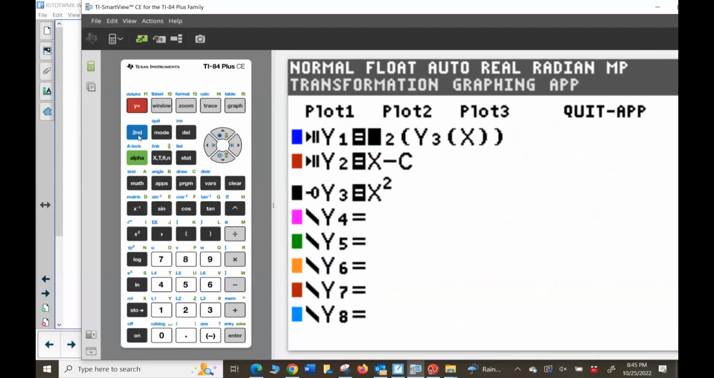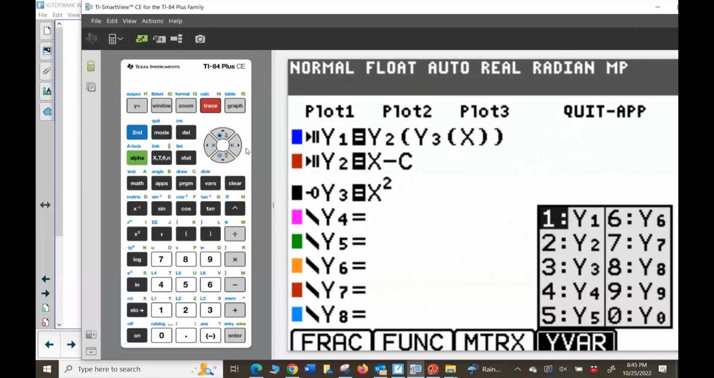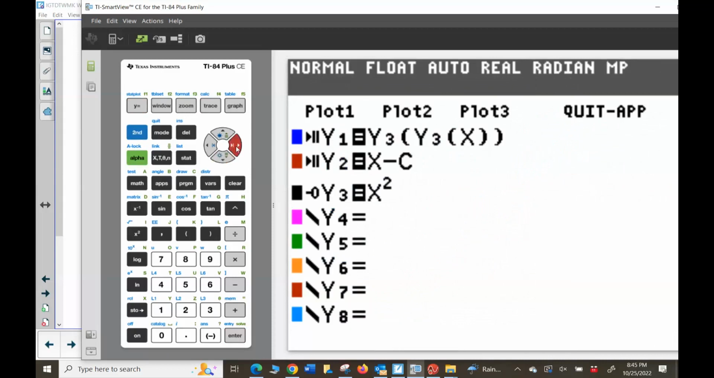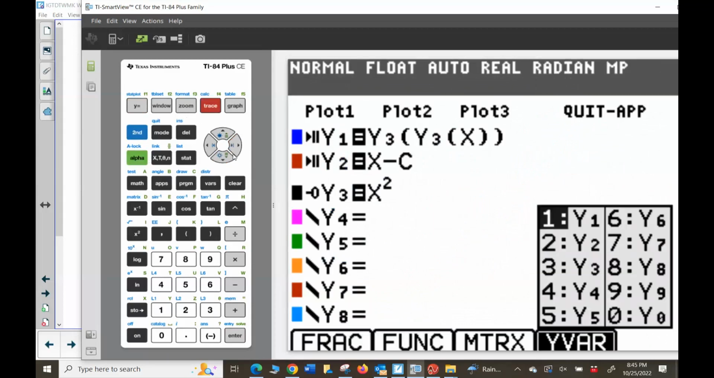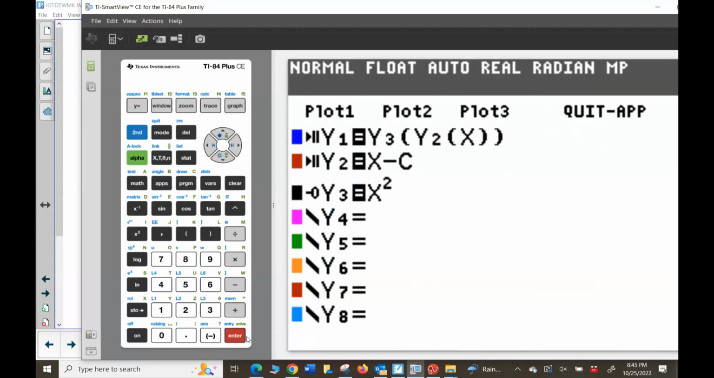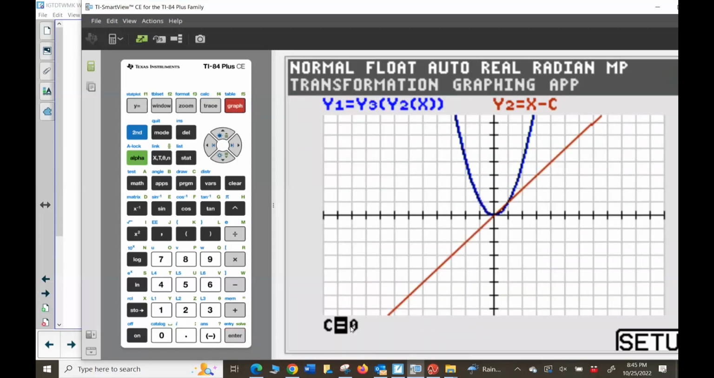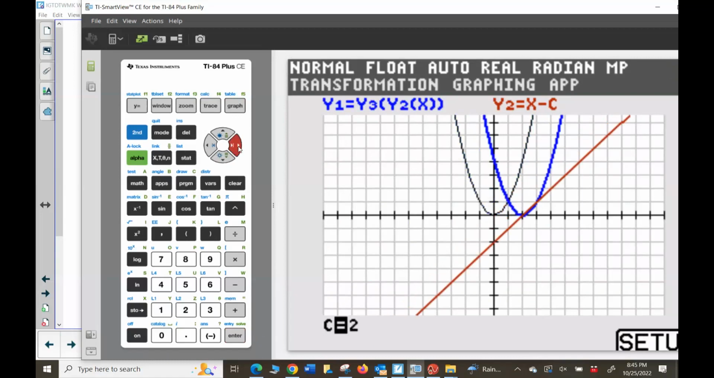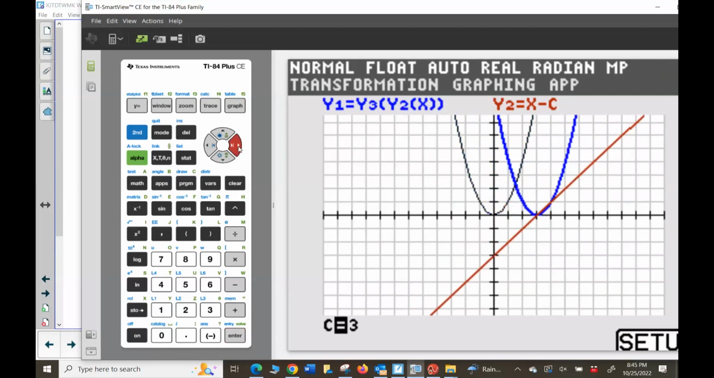So I'm going to change this to alpha trace to get the y variables and put in y3 on top of y2. Parentheses is fine. I want to put y2 on top of this, alpha trace y2, enter. And now I'm going to do the composition in a different reverse order, okay? So it starts off with C being 0 again, still the same. And now watch what happens when I increase C to 1 and C to 2, C to 3.